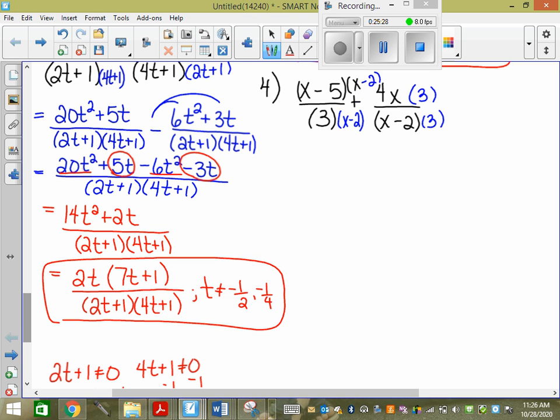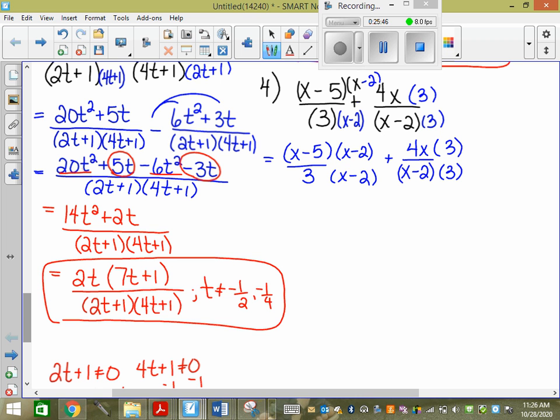So I'm going to rewrite it just so it's not so messy. x minus 5 over 3 times x minus 2, plus 4x times 3. I'm just rewriting it. Do I distribute my denominators? No. When's the only time I distribute my denominators? If they're both monomials, which means they don't have plus signs. If one has a plus sign, you immediately are not putting them together. So I'm going to get 3 over x minus 2 in the bottom.